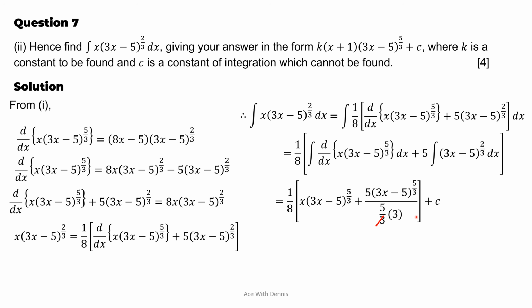Next, of course, we need to simplify. The 3 can cancel with the 3, right? The 5 can cancel with the 5. Therefore, it will be 1 over 8, then bracket x times (3x minus 5) to the power 3 plus bracket (3x minus 5) to the power 3, then plus c. Okay, so again, we can see that the common factor inside this bracket is (3x minus 5) to the power 3. So we factor it out and left with this x plus 1. Okay, 1/8 just copy down and plus a c. So this is the answer.